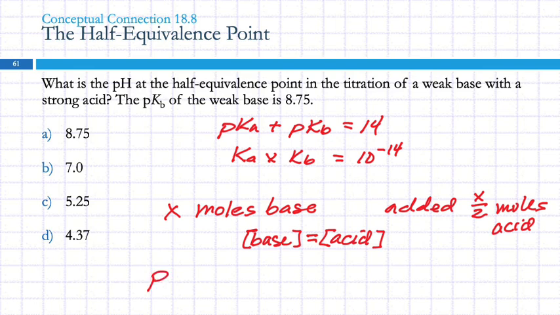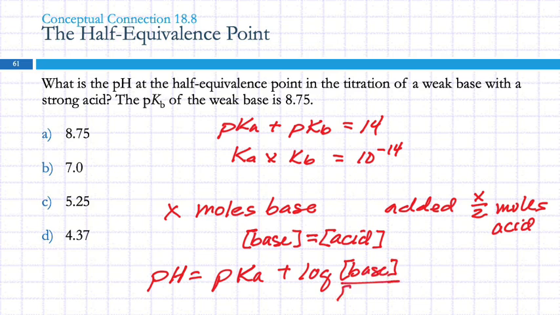So, because this is a buffer, the Henderson-Hasselbalch equation tells us that if the base is equal to the acid, this ratio is 1 and the log of 1 is 0. So the pH will equal the pKa when those concentrations are equal.